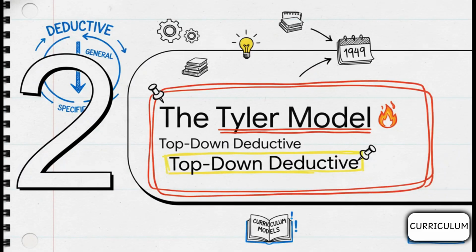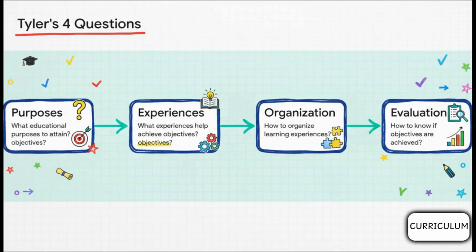Okay, moving on to Section 2, the Tyler model, known as the top-down deductive approach. So this one was developed by Ralph Tyler way back in 1949, and let me tell you, this is a massively tested exam topic. Tyler basically built his entire blueprint on 4 fundamental sequential questions.